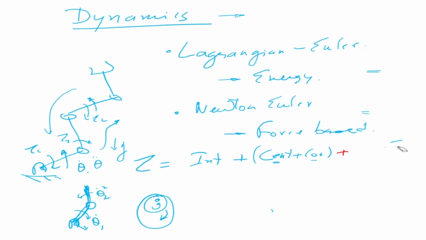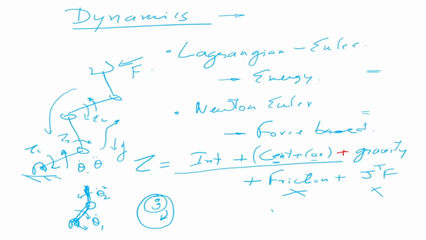Plus there can be other forces. What kind of other forces? Friction can be there. There can be an external force, J transpose F. Suppose there is a force acting there, so that will also cause a torque at the joints. So the total torque is an addition of all the forces: inertia, centripetal, Coriolis, gravity, friction. Here we are not going to find the friction force, and we are going to neglect external loading also. So we'll find the effect of this only.